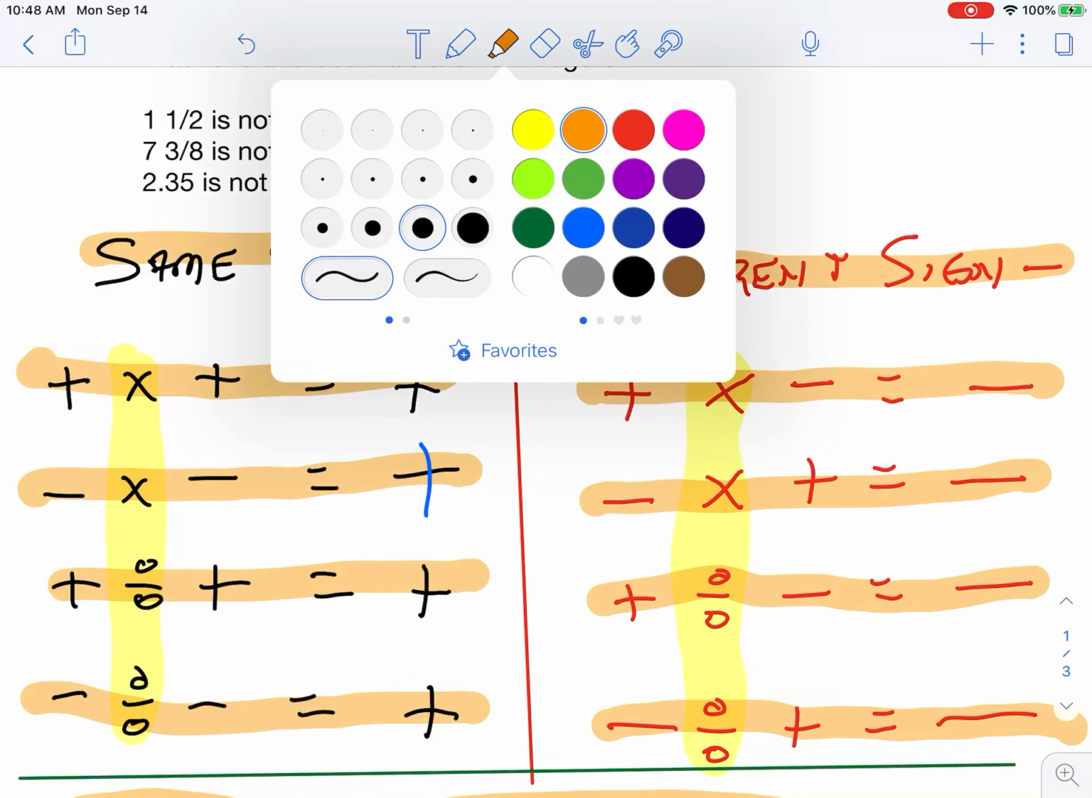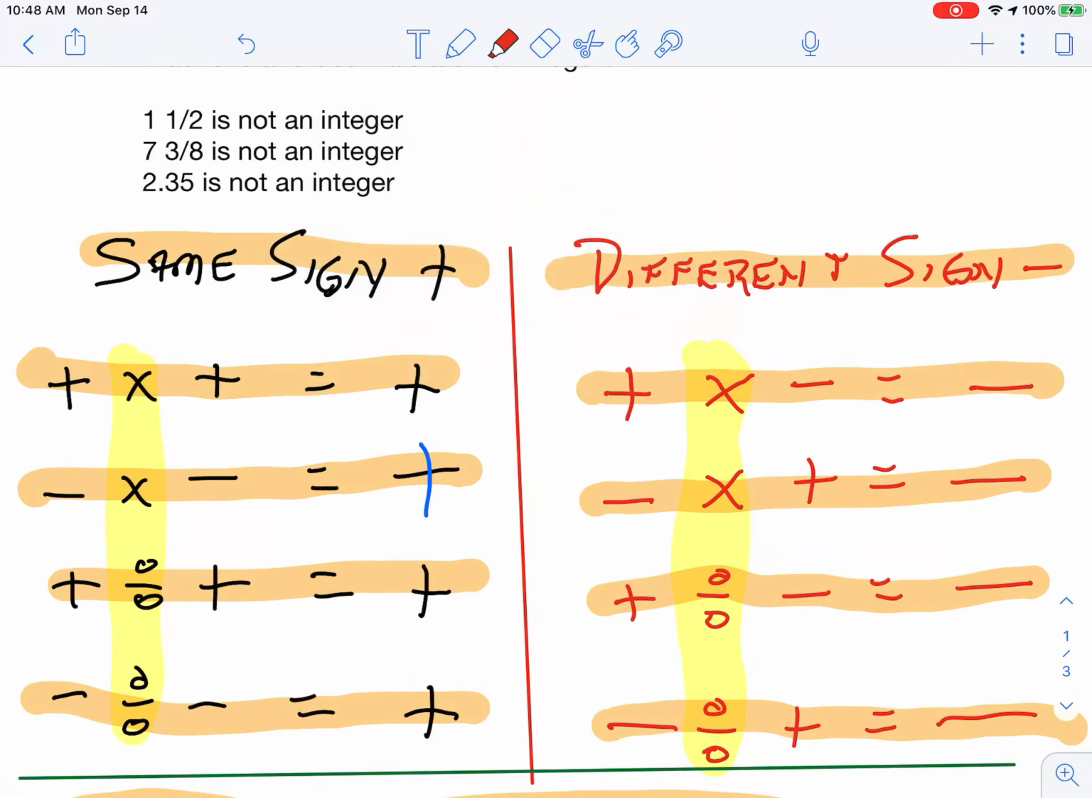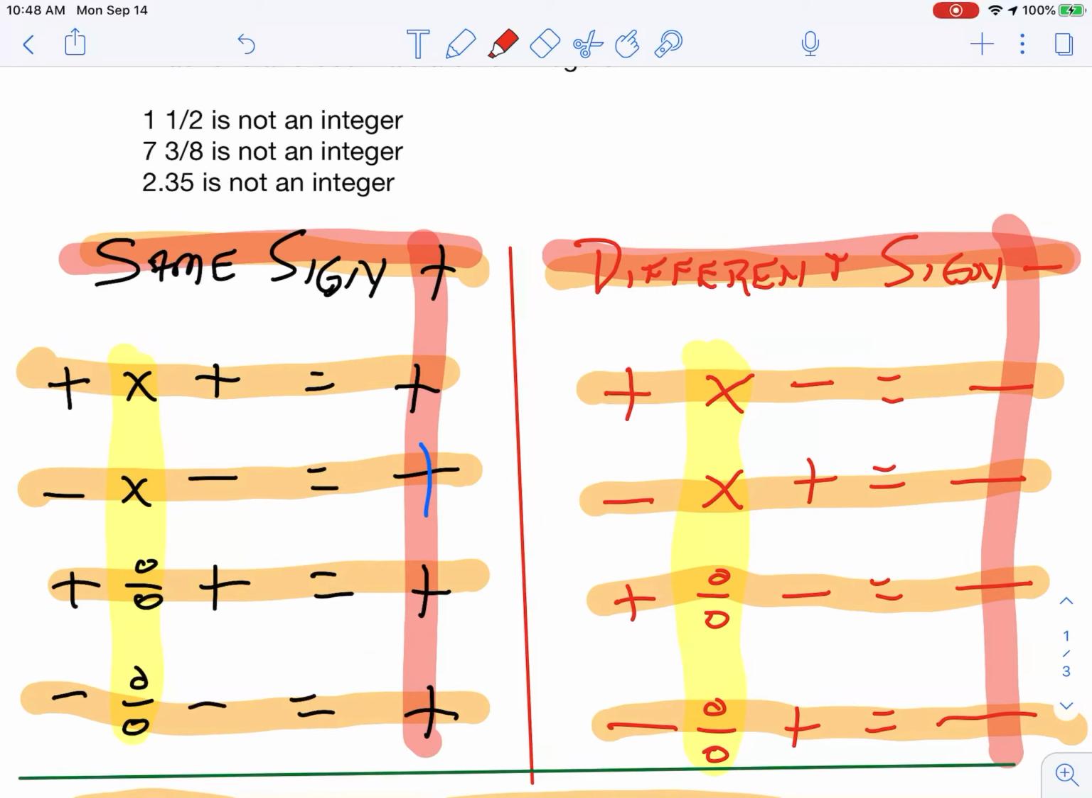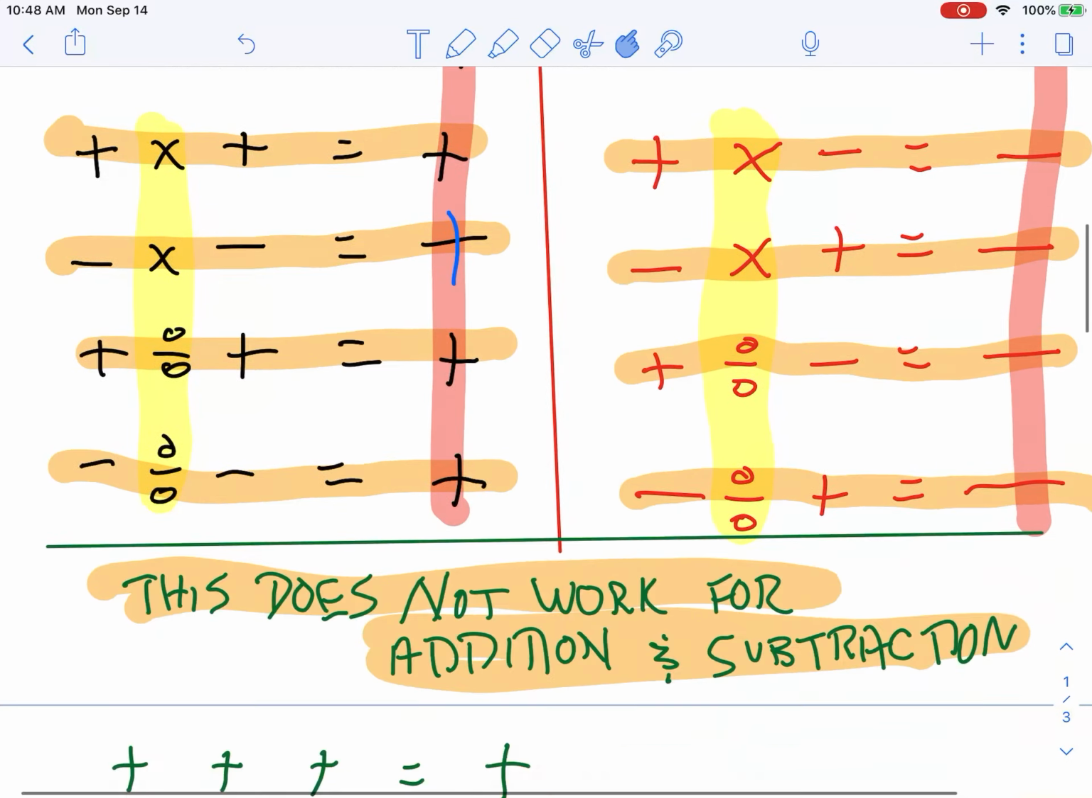Here's how I remember it. That seems like a lot of stuff. This is all I remember. If it's the same sign, it's positive. If it's a different sign, it's negative. And that works for multiplying and dividing.